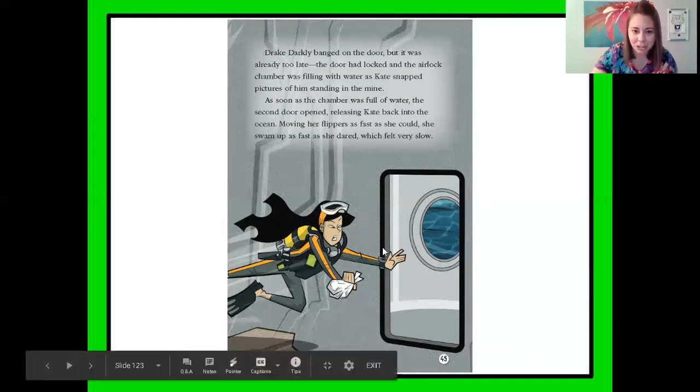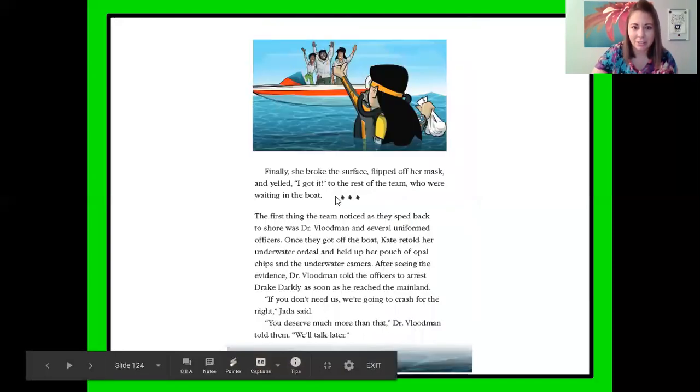And again, looking at this picture, we can see her getting into that airlock.